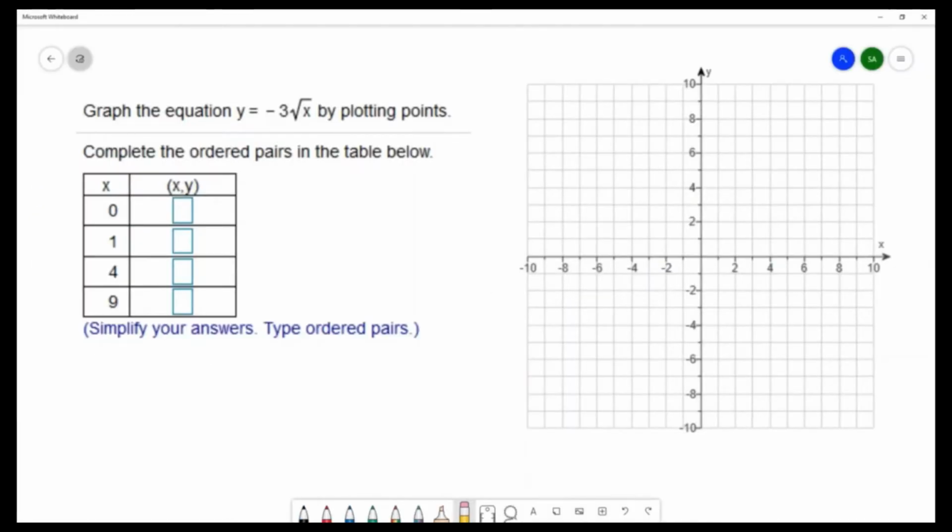For this example, we want to graph the equation y equals negative 3 square root of x by plotting points. We're given a list of x's, and we want to find the ordered pairs associated with those x's, and then we'll sketch the graph on this picture over here.